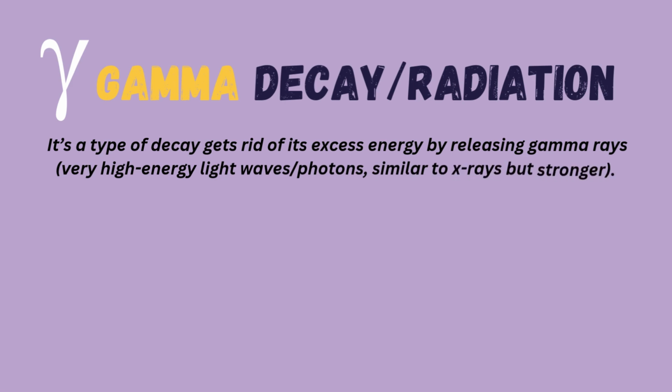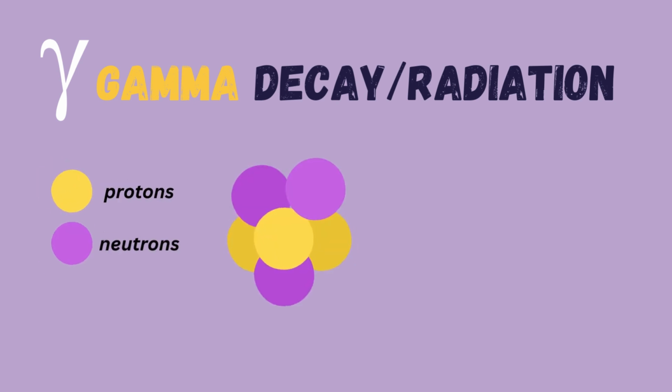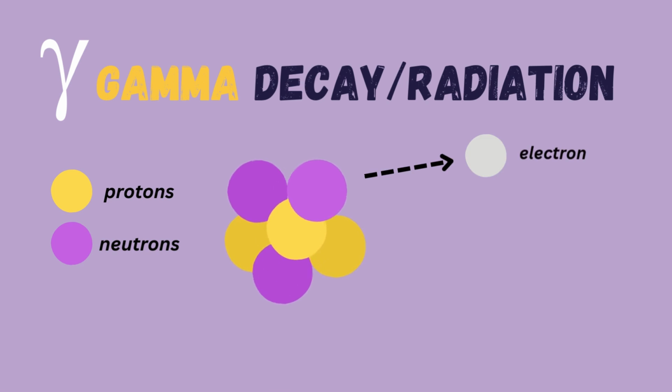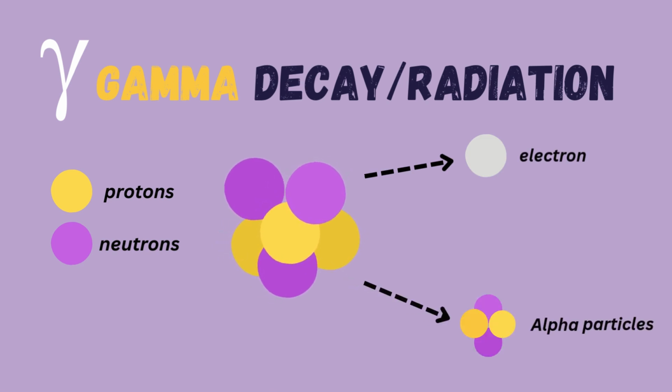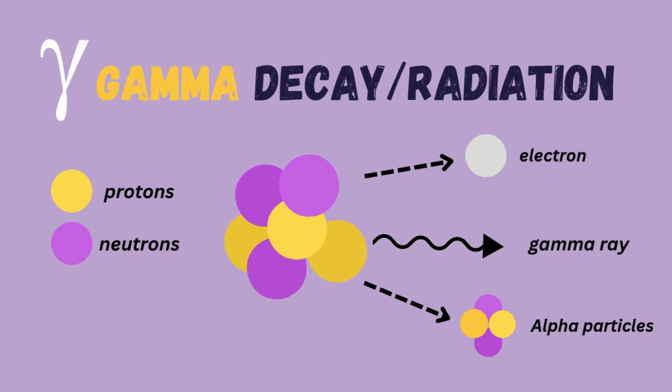Gamma decay is a type of decay that gets rid of its excess energy by releasing gamma rays, very high-energy light waves or photons, similar to X-rays but stronger. Gamma decay happens after alpha and beta decay or some other nuclear process. A nucleus might be more stable after those processes, but still have extra energy, which makes the nucleus excited. Therefore, the nucleus releases gamma rays to get rid of this extra energy.